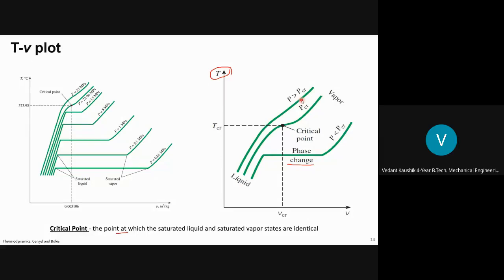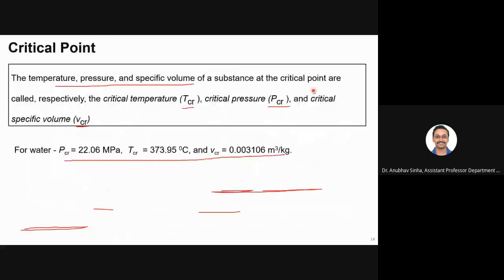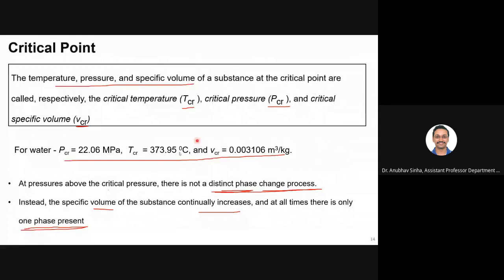So, sir, in critical or supercritical condition, we cannot differentiate liquid and vapor at any temperature. Yes, correct. It will follow a different curve itself. Okay. Thank you, sir. So these are the critical properties for water. If you look, the pressure is very high, the temperature is high. So this is for the critical point.